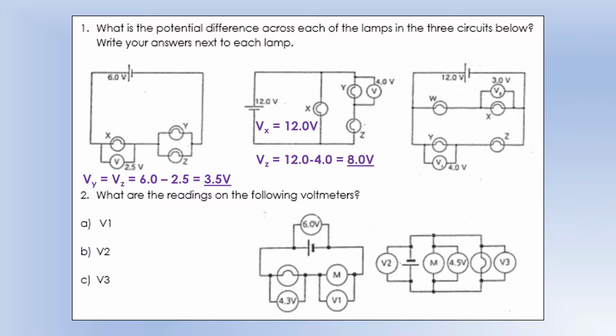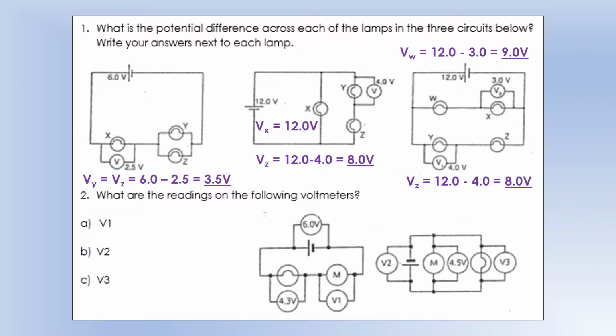Moving on to the third one, if we want to do W, that's going to be 12 minus 3. And then for Z, it's going to be 12 minus 4, giving us 8 volts. Just all the time using Kirchhoff's voltage law here.